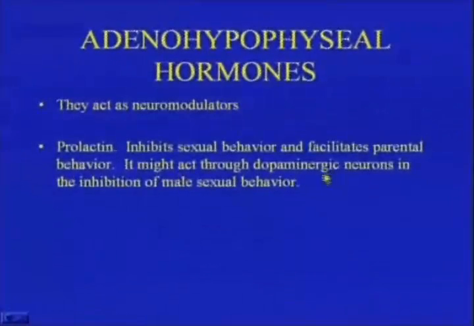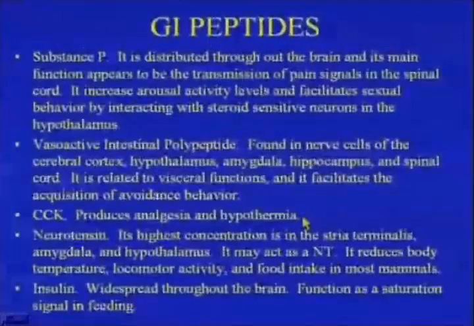It might act through dopaminergic neurons in the inhibition of male sexual behavior. So it contributes to reproduction, although it may not all be consistent, especially in males, with the promotion of lactation. So prolactin is a good name for this hormone for its ability to promote lactation, but that might not be the best name for what the hormone does overall behaviorally and cognitively.